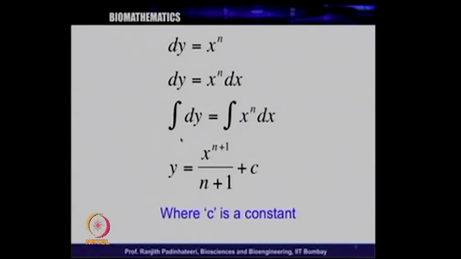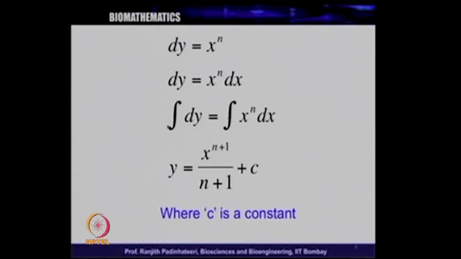So you use this symbol: the integral of dy is the same as the integral of x power n dx, and the rule is that x power n has an integral which is x power n plus 1 by n plus 1, plus a constant. So this is the integral of x power n, where c is an arbitrary constant like we did last time.